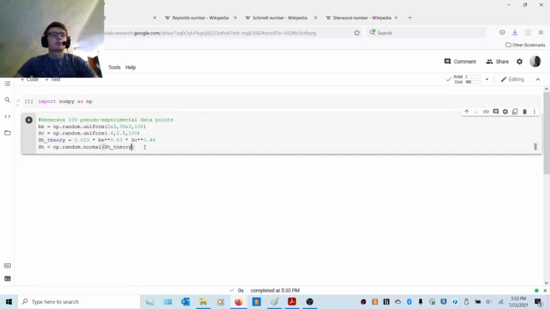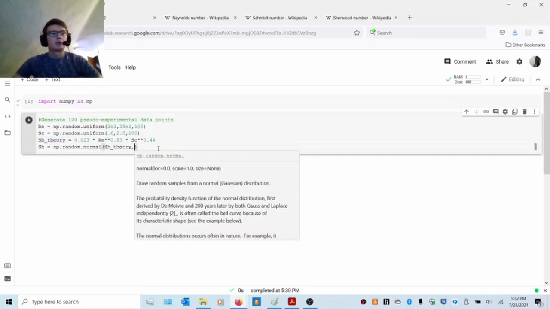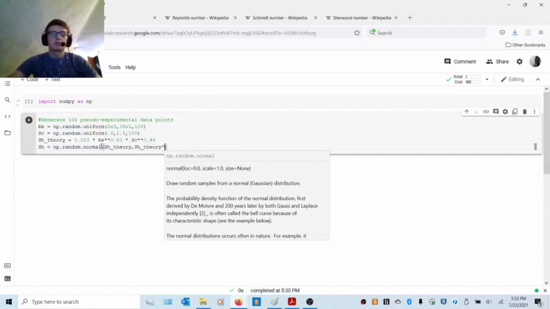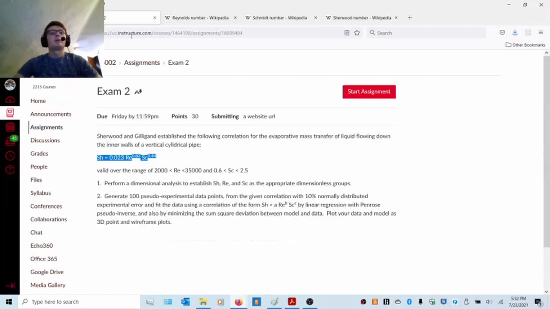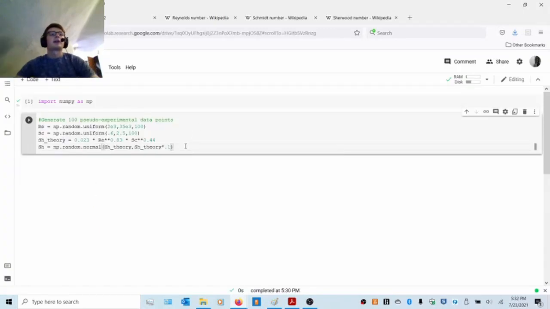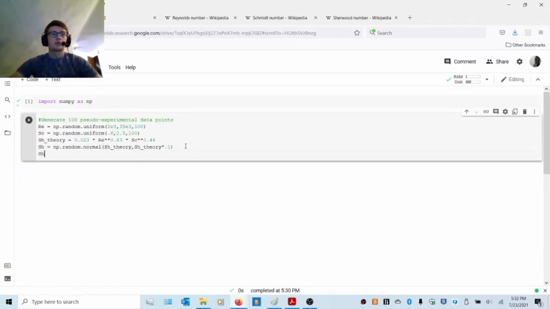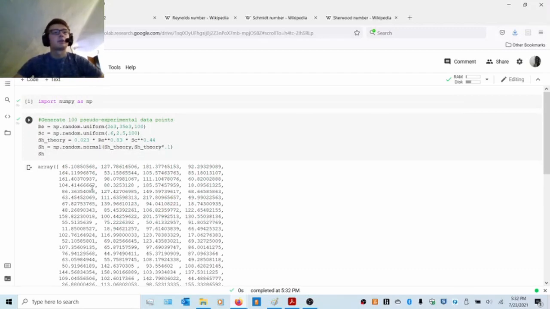So the average is just going to be the theoretical Sherwood number, right? The scale is a little bit harder. It's going to be the theoretical Sherwood number times 0.1, because we need to add a 10% normally distributed experimental error. So this is how we're spreading it out by 10%. So we go through, and I'll just take a look at what we get for the Sherwood number. So that's pretty good, right?